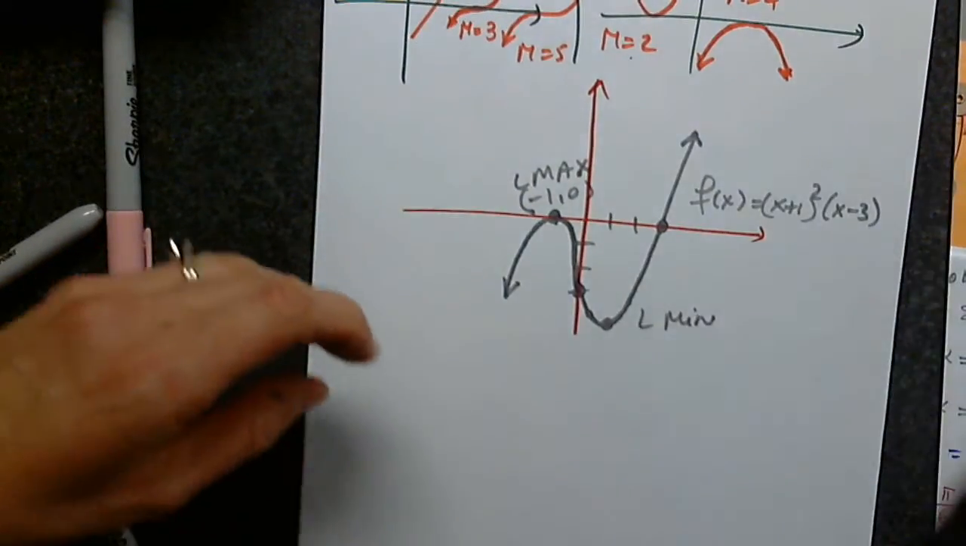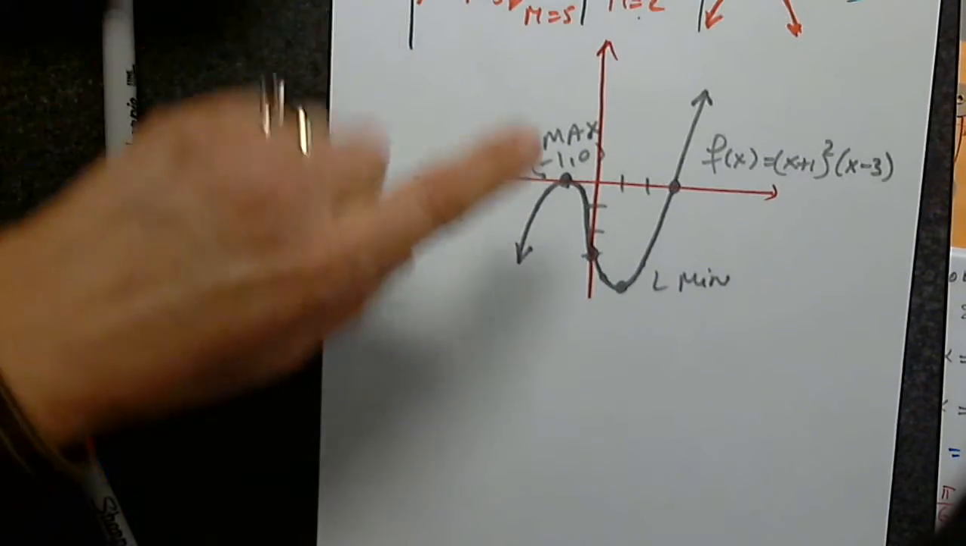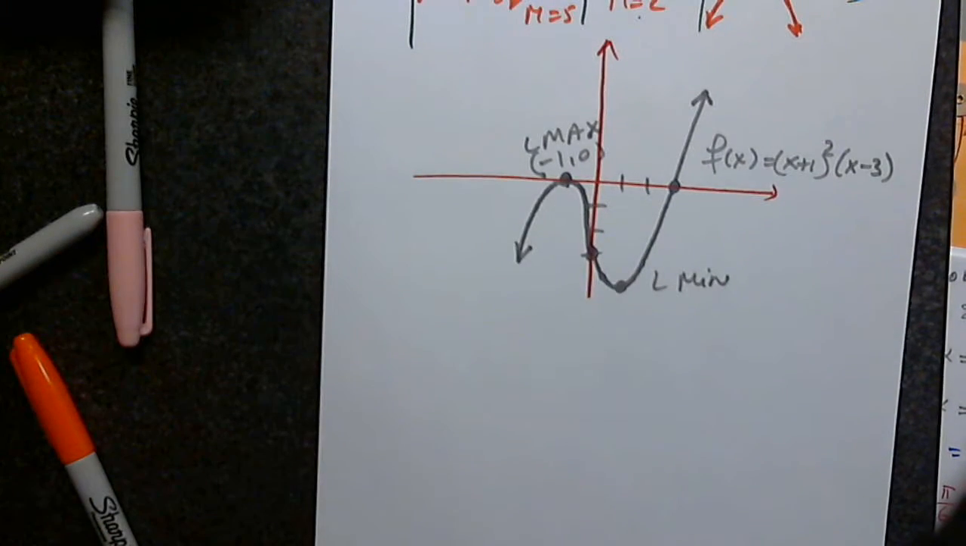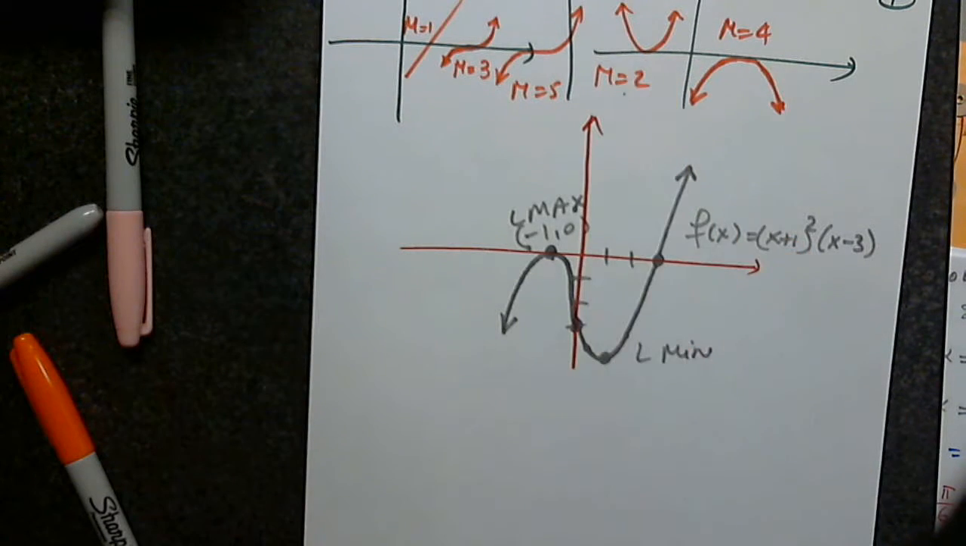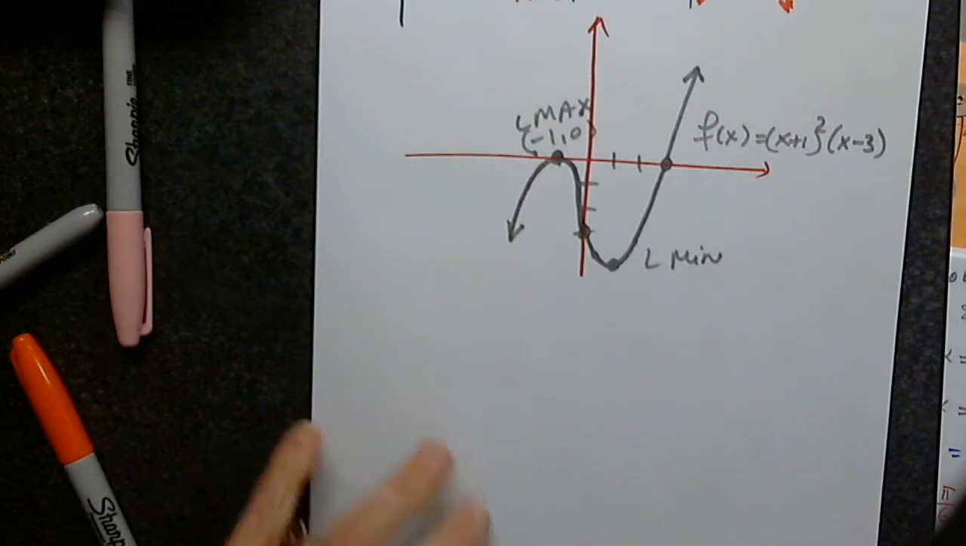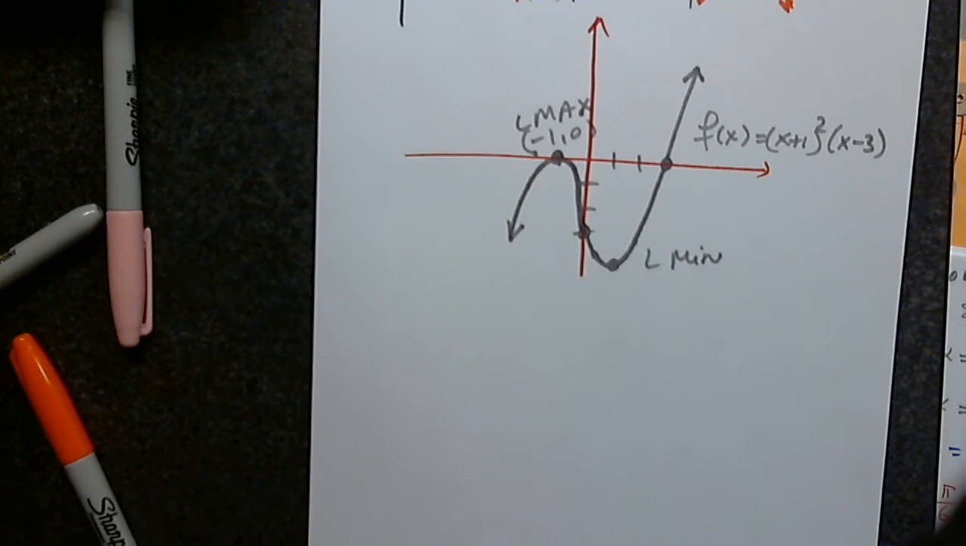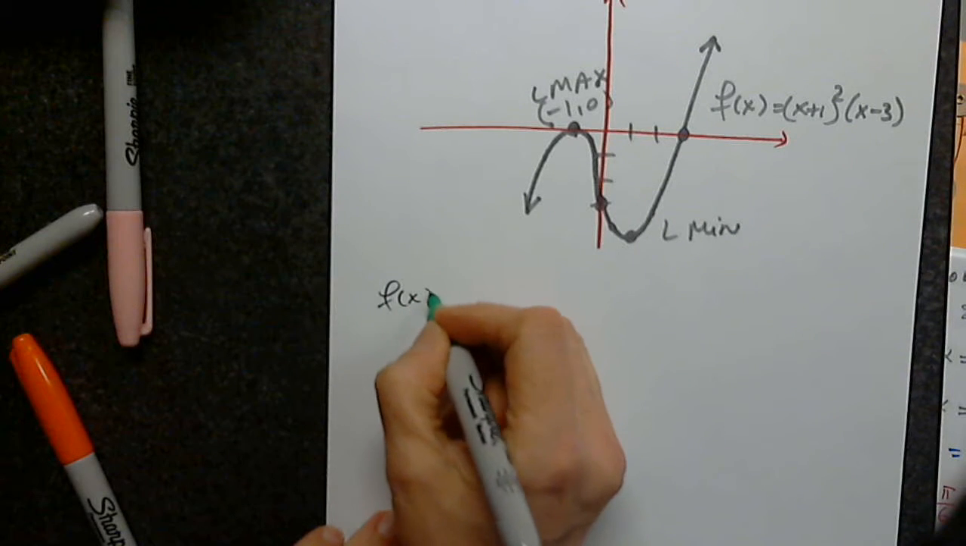Very good question. No, in this particular case, it's a quick turn because the multiplicity is 2. But if the multiplicity is 4, it will look a little bit different. It will look like this, not like this. Not a quick turn, but a slow turn. So this is a function of degree 3. Let's take a look at a function of degree 4.